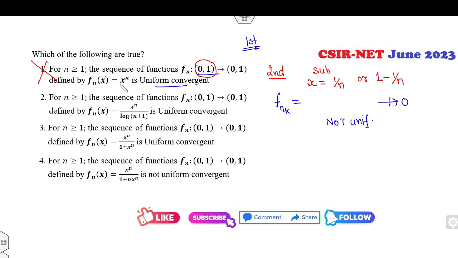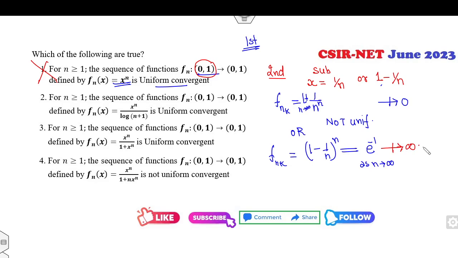So what is that? x raised to power n, so 1 over n raised to power n. What is the limit as n approaches infinity? It does not go to 0. Or if you take the other subsequence, it will be 1 minus 1 over n raised to power n. Clearly this limit is e raised to power minus 1 as n approaches infinity, and clearly this does not go to 0. So again the first option is cancelled.